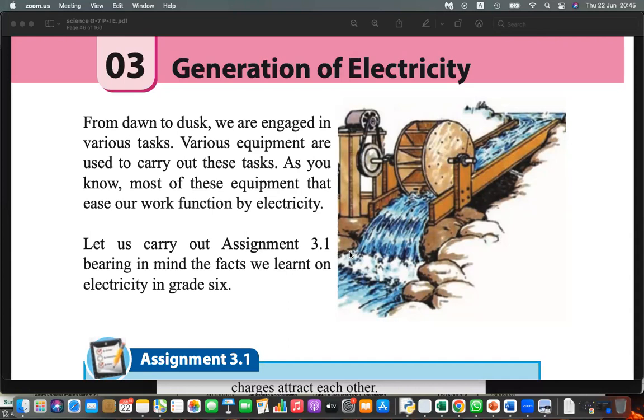You cannot destroy energy. And you cannot create a new energy.